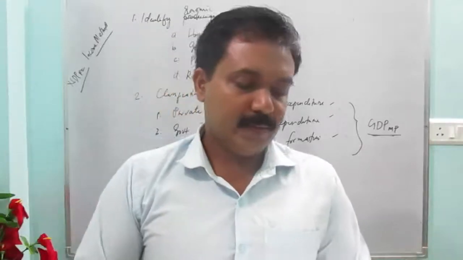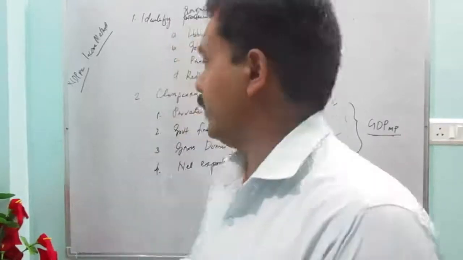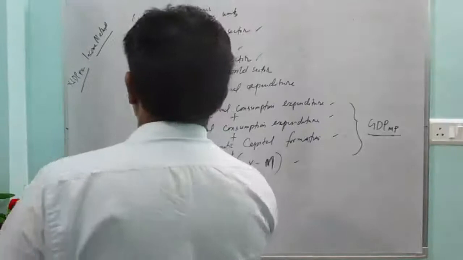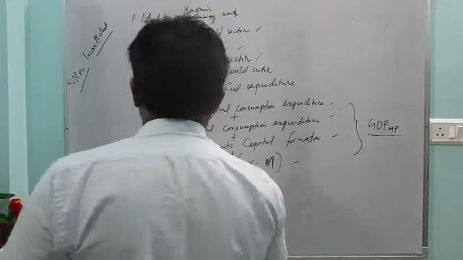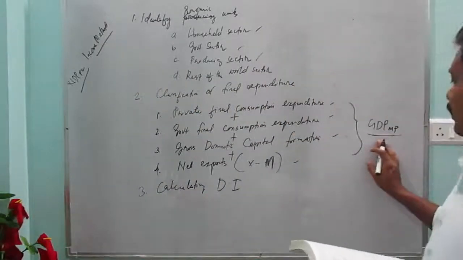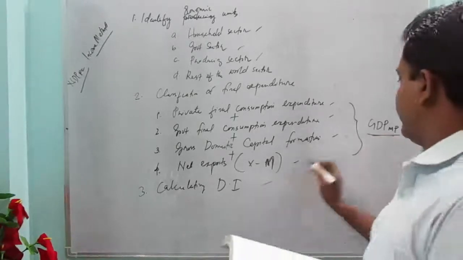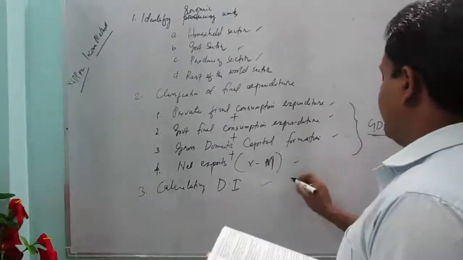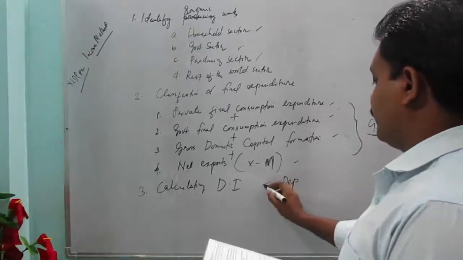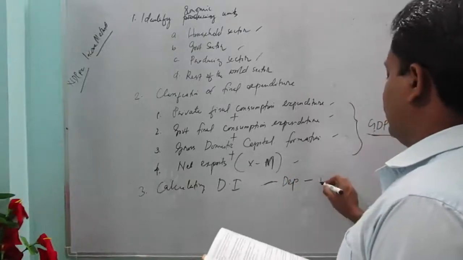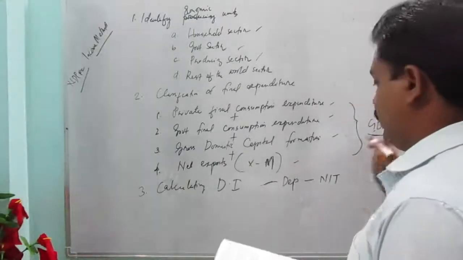And then calculate domestic income. Thereafter, you know that the third step is calculating domestic income. You know how to calculate it: from gross, you have to reduce depreciation, and then you have to reduce NIT. You will reach domestic income from this.